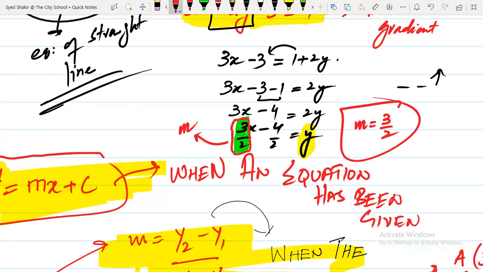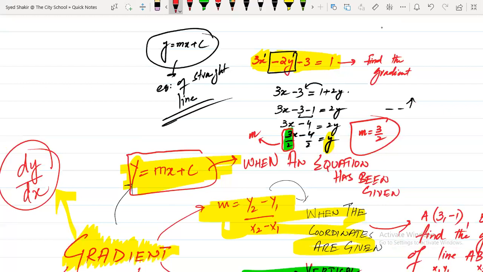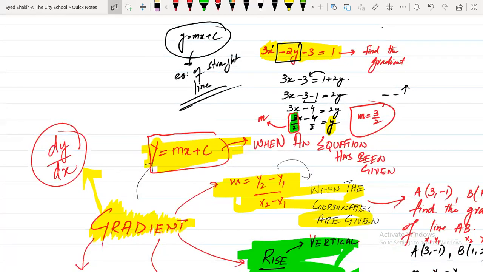So how to find the gradient when an equation has been given? Make y the subject. After making y the subject, the coefficient of x is called the gradient. This is about the gradient: how to find gradient through rise over run, through coordinates, and through an equation, how to identify a linear equation, and how to identify whether the line has positive, negative, zero, or undefined gradient. I hope that will be clear to you.